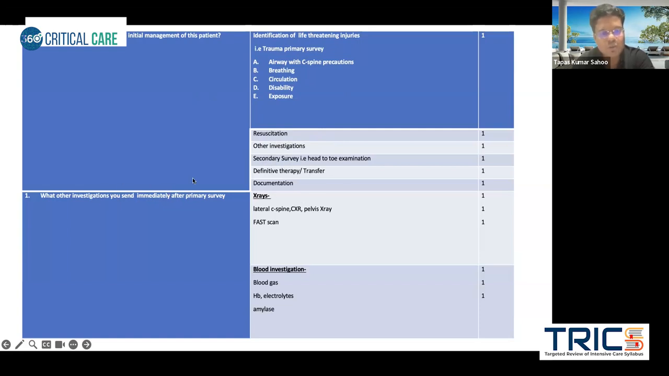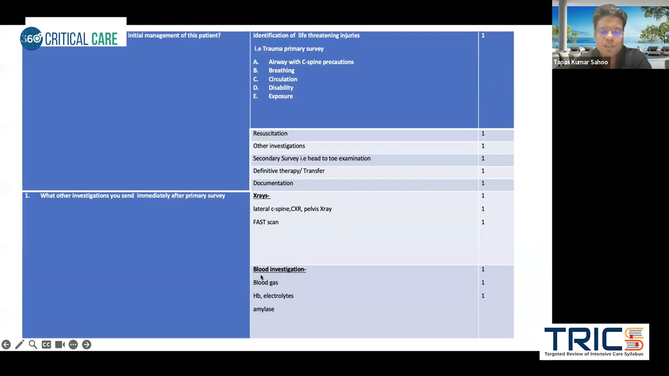And then for the other investigations, what they ask is particular to what is relevant to this case. As the clinical presentation in the last line was mainly involving the lower limb, x-rays would be lateral cervical spine, along with chest x-ray and pelvis x-ray, and you have to definitely tell FAST scan. So if you tell all these things, it would be 111.